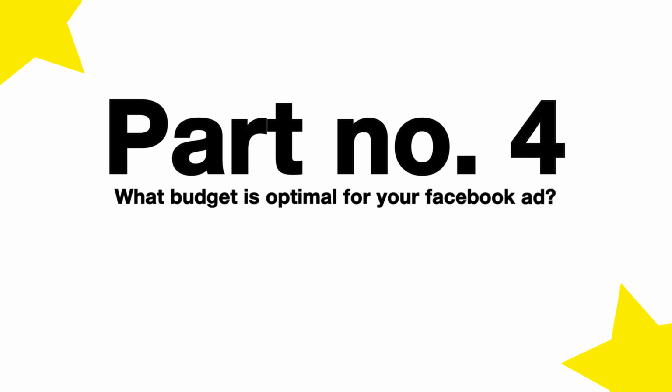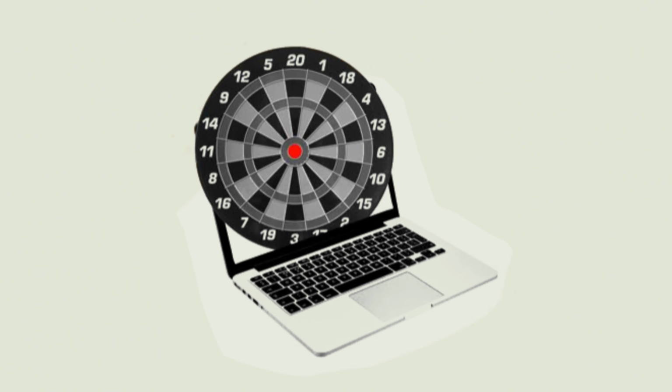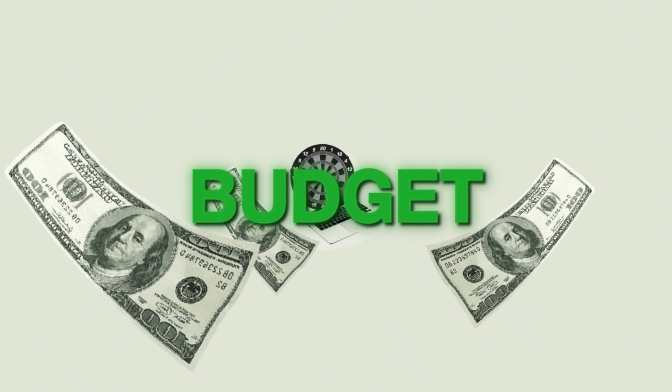Part number 4. What budget is optimal for your Facebook ad? You need to learn to feed the machine properly. Advantage Plus is a machine that will use your budget to find the right target audience. But if you don't give it enough food, if you don't give it enough money, it won't be able to find the right audience. Your daily budget should match the target cost per purchase of your ad and also the number of sales you want per week.